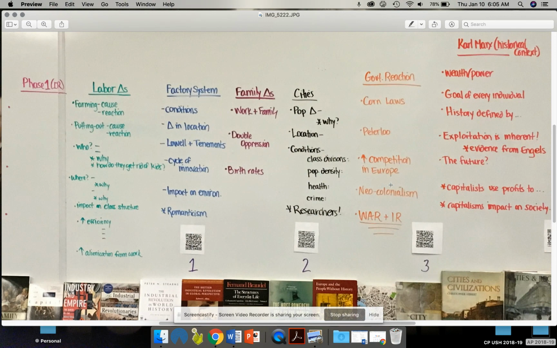So once again, the increasing competition, not only in Europe, but just in general in regards to industrialization, is that you have Britain doing it first.